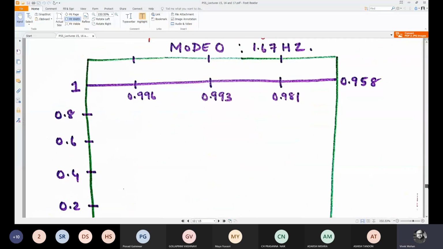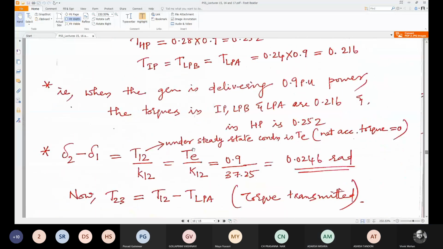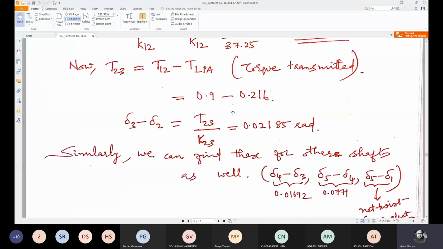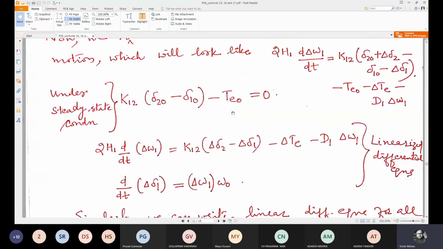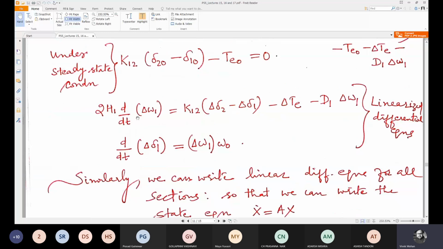Now we are finding the torque transmitted. Finally, as we have already written, this differential equation becomes 2H1 into d by dt of delta omega 1 equals K12 into delta delta 2 minus delta delta 1.